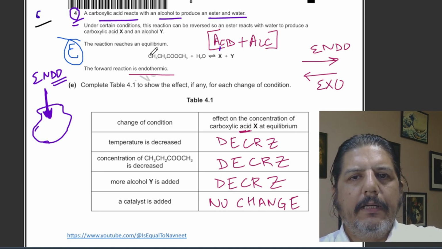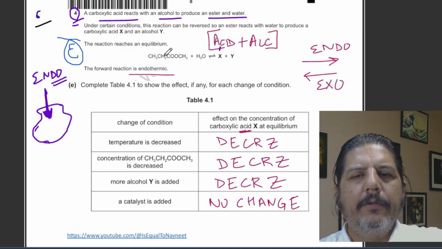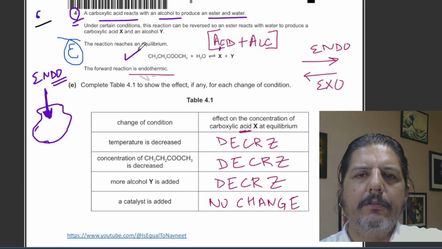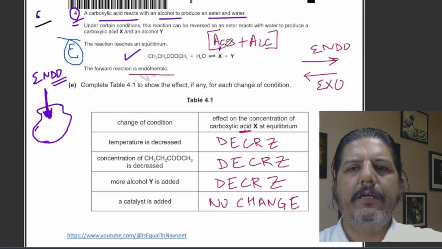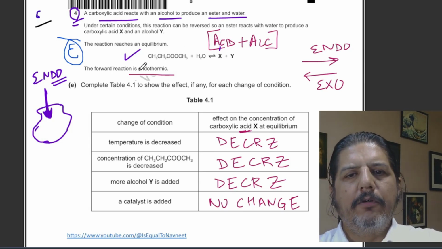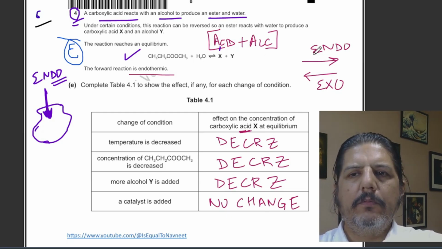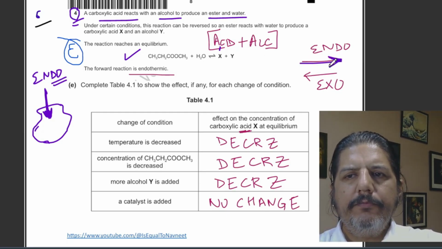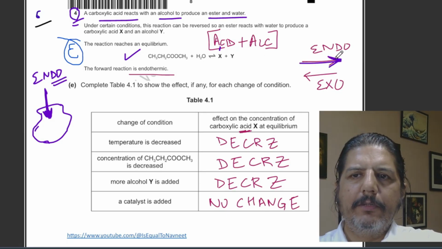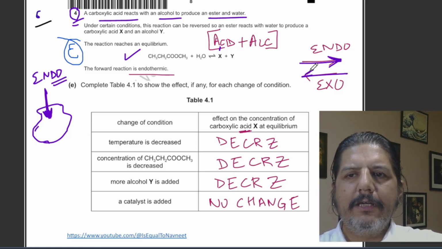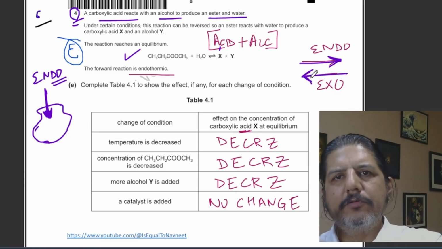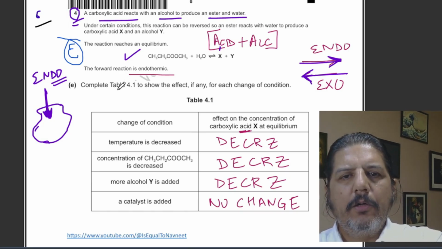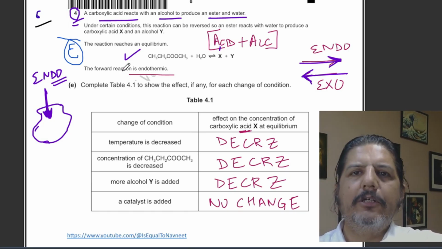Now we have an equilibrium equation, and the equilibrium is written like this for this particular case. Ester plus water gives acid plus alcohol. The forward reaction is endothermic. Remember that if the forward reaction is endothermic, the reverse reaction will be exothermic. If the forward was exothermic, the reverse would be endothermic. Now they are asking, what is the endothermic reaction?